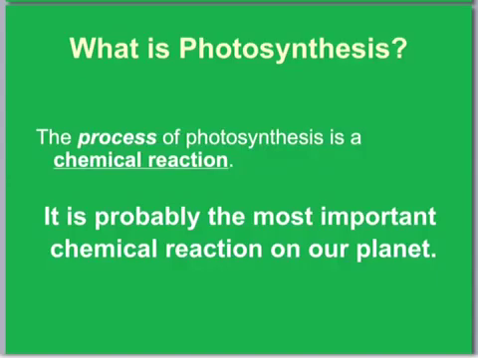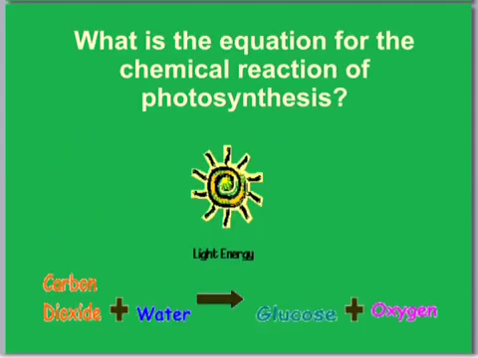The process of photosynthesis is a chemical reaction. Remember, we were talking about that at the beginning of this unit, different chemical reactions. Well, photosynthesis is one of them. What is the equation for this chemical reaction?